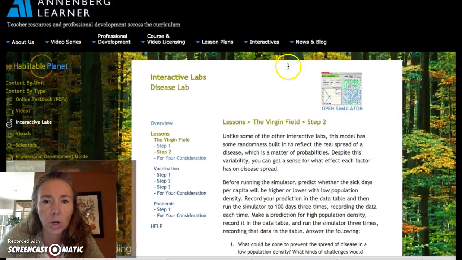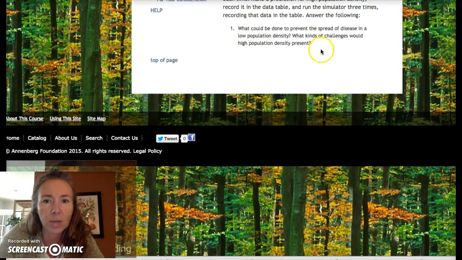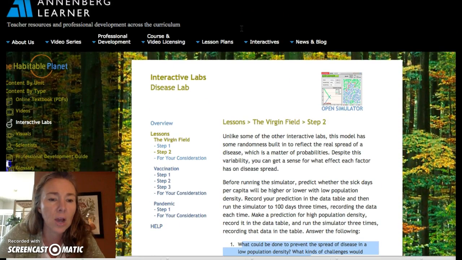So step number 2, what can be done to prevent the spread of disease in low population density, go in those boxes. So hopefully you found that helpful.